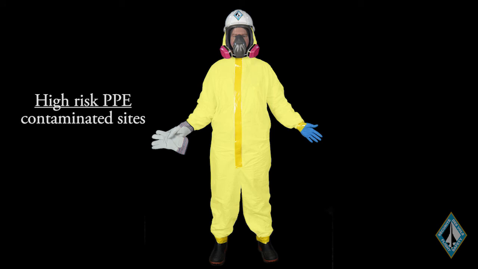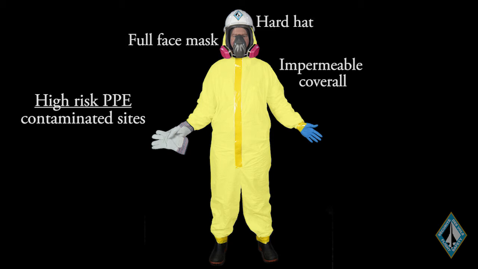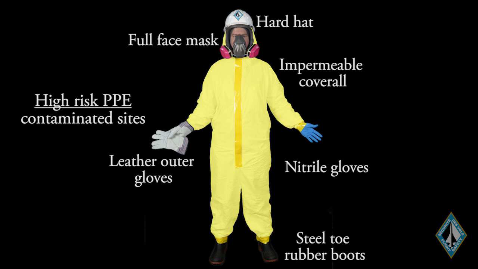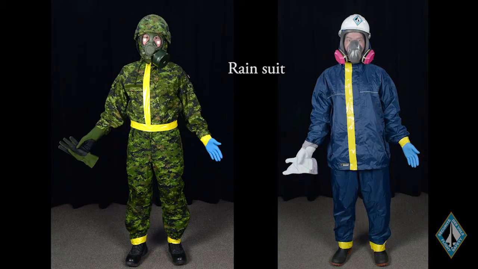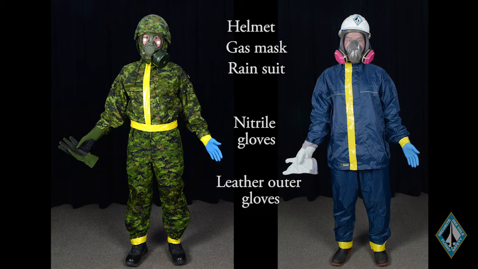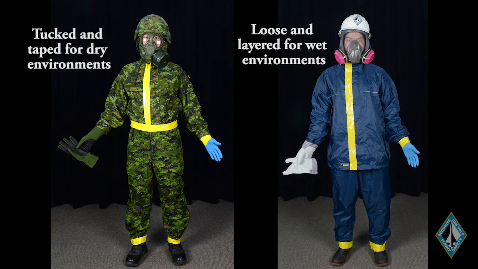High-risk PPE is for contaminated sites, such as a crash with a post-crash fire, injuries or fatalities, and broken or fragmented aircraft wreckage. Impermeable coverall, taped, full face mask, hard hat, nitrile gloves with leather outer gloves, steel-toed rubber boots, or rain suit, taped, gas mask, helmet, nitrile gloves with leather outer gloves, steel-toed work boots. Of course, these orders of dress for PPE can be modified as necessary to suit the conditions at the crash site.